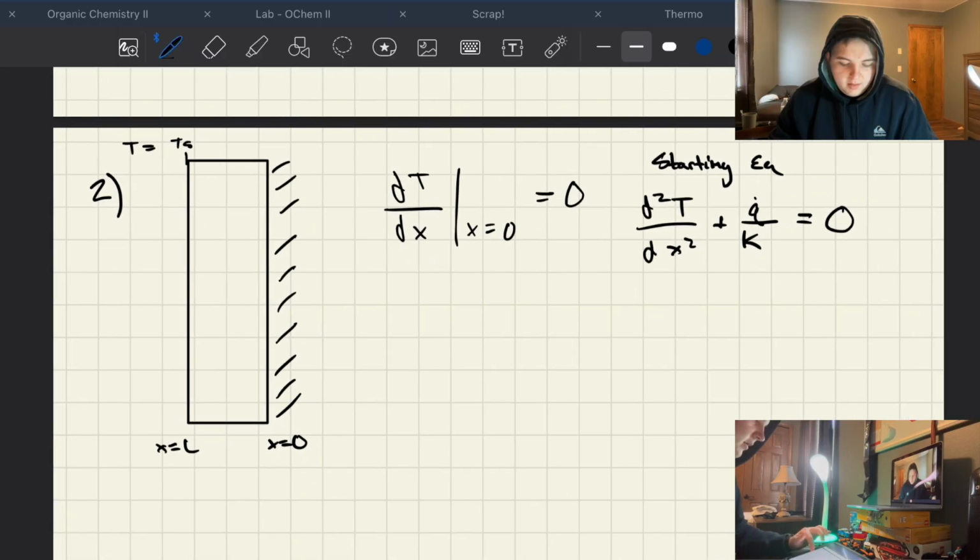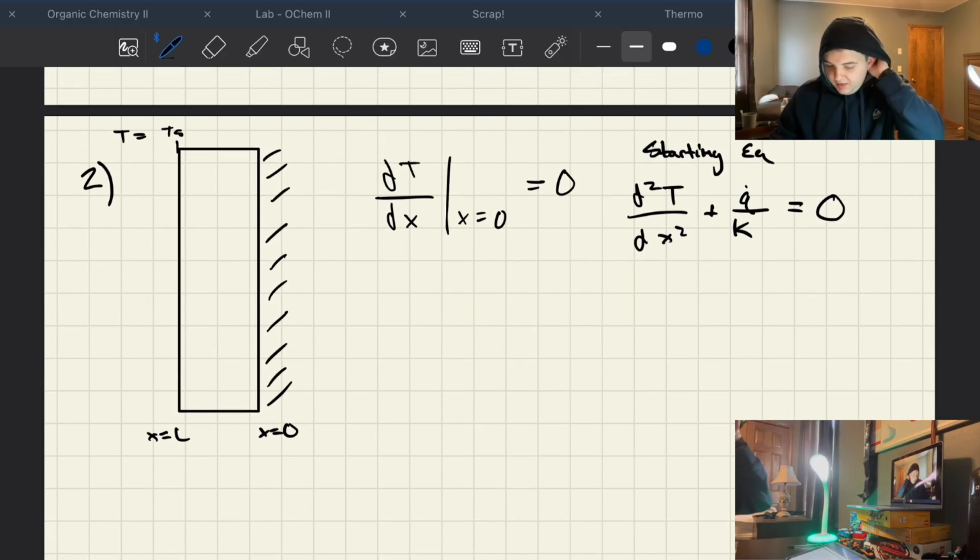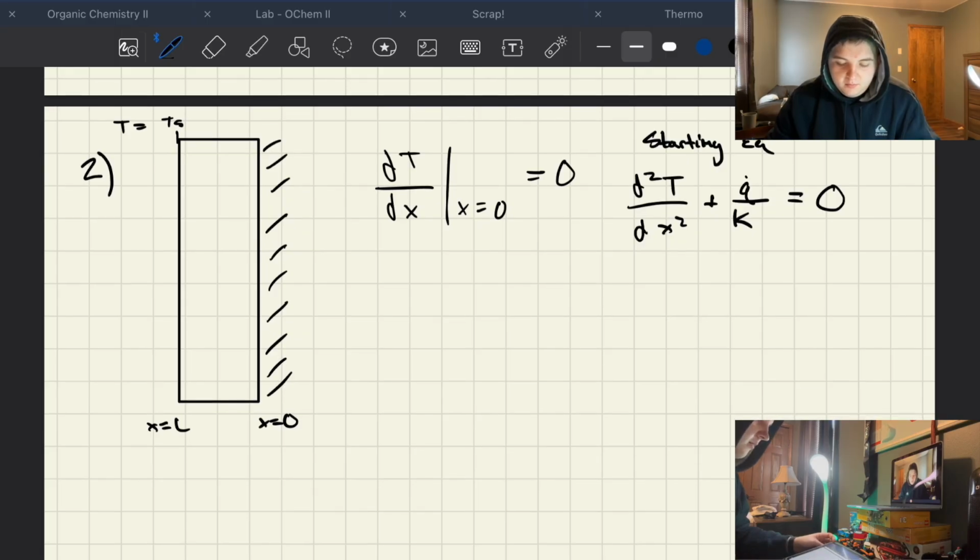Okay, so I got us started here with the insulated wall at x equals 0, where the insulation ends, and x equals L to the desired length. And then I have the temperature at the surface at the top, and the bottom undescribed. I have our starting equation here, which is just the heat gradient mainly, and then we have it equaling 0 because this is a steady state equation.